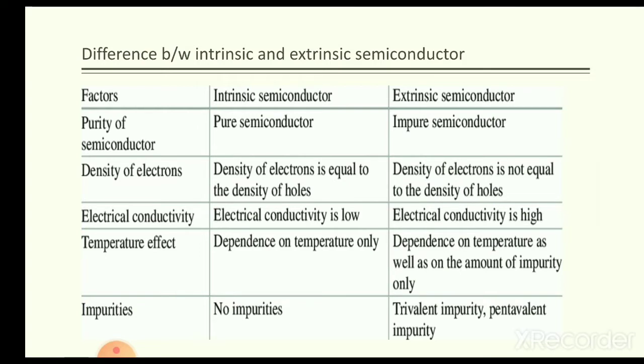Extrinsic semiconductors are of two types: pentavalent, elements of the fifth group in the periodic table, and trivalent, elements of the third group, इनमें 3 electrons होते हैं outermost orbit में. In intrinsic semiconductor, addition of impurity doesn't take place, whereas in extrinsic semiconductor we add some impurity, and the process of adding impurity is called doping. Density of electrons and holes in intrinsic semiconductor is the same.